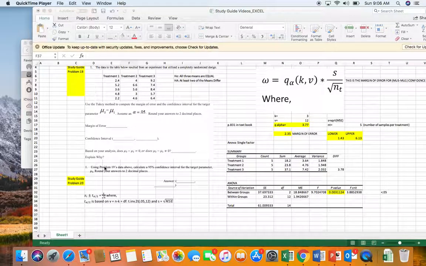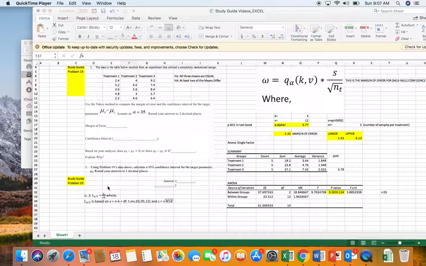In this video, our objective is to learn how to calculate a confidence interval for a target parameter from an ANOVA experiment. We're going to use the same data set as we used in the previous video to demonstrate how to do this. So here is the data set that we used in the prior video. Here is the ANOVA analysis that came out of Excel.